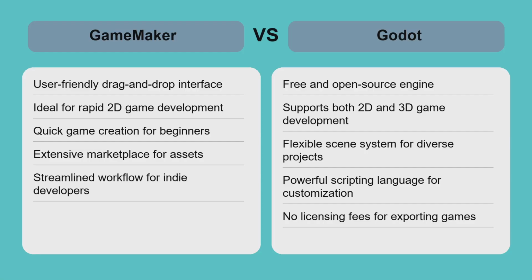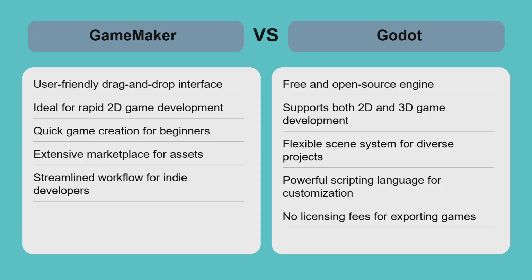Comparing GameMaker and Godot highlights key trade-offs. GameMaker is perfect for quick, focused 2D game projects with minimal coding, ideal for solo developers or beginners. In contrast, Godot offers greater flexibility across 2D and 3D, appealing to developers who want deeper control and customization without upfront costs. GameMaker's ease of use and asset marketplace speed up development but limit 3D potential and platform export options.